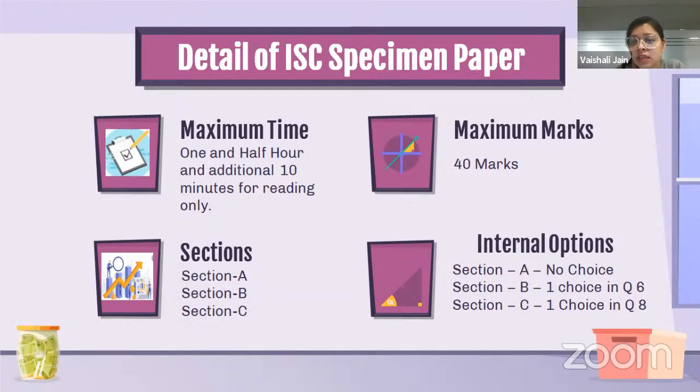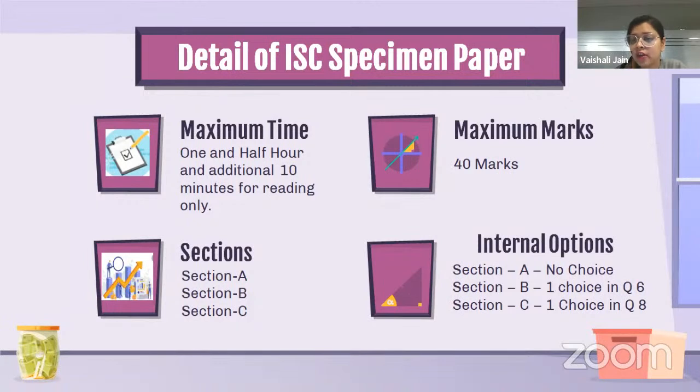Then the maximum marks for the exam are 40 marks. There are 3 sections in the exam, A, B, C. All 3 are compulsory. There is no choice in the section. Although there is an internal choice in section B, we will talk about internal choice. In section A, there is no choice. We will be talking about the sections, their bifurcation and everything in detail, just following after this.